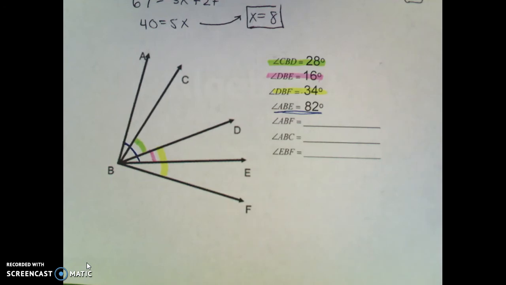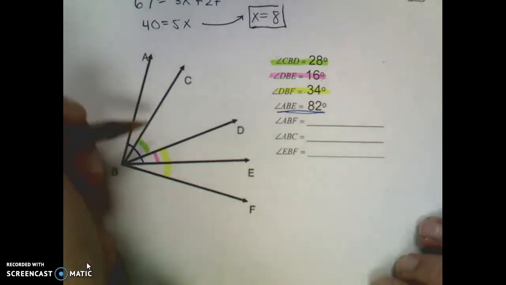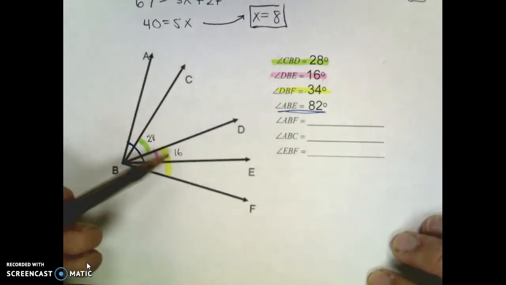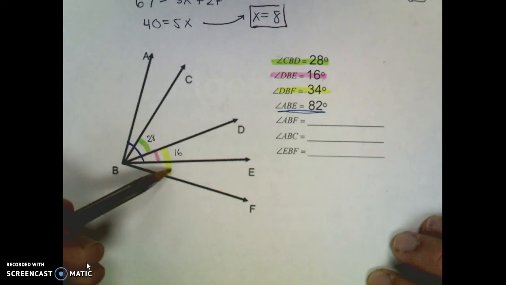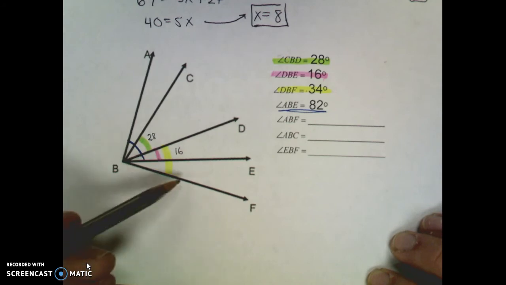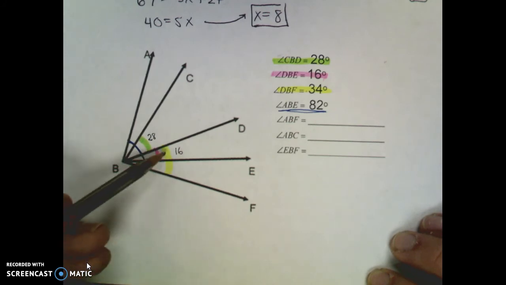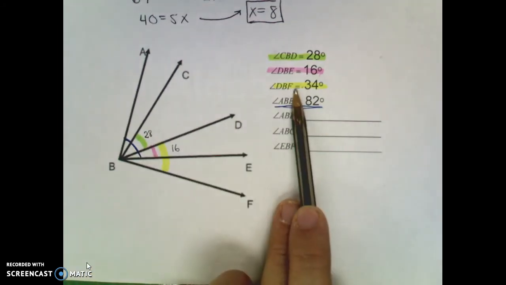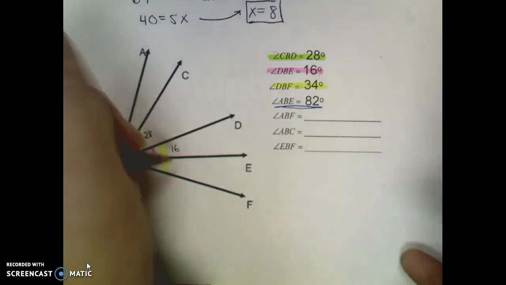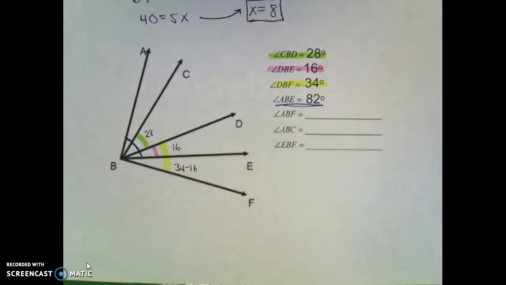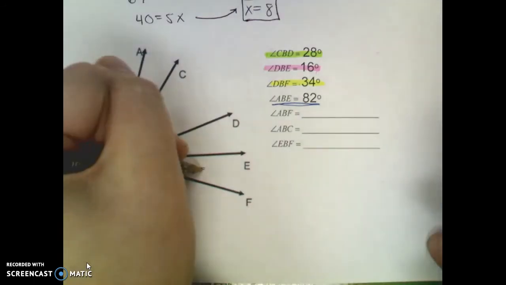Now, before you go ahead and pinpoint that, let's talk a little bit about what we know. I know this is 28, and I know this angle is 16. I know that these two yellow angles together have to be 34, which means since this is 16, since it was the pink, I can actually figure out this little angle here. Both of these together make 34, as described here. So 34 minus 16 is actually going to give me this missing angle right here. And so when I do that, I end up with 18.